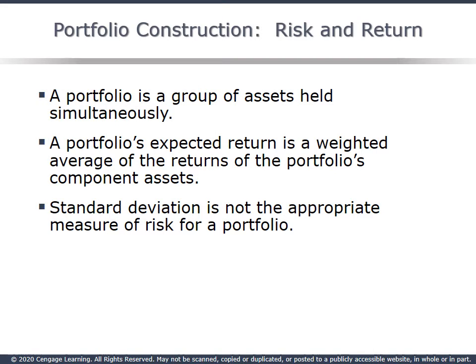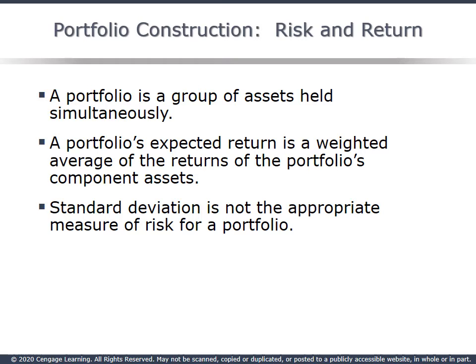Now we're going to turn our attention in this chapter to a portfolio and the risk and return associated with such. What's a portfolio? A portfolio is a group of assets held simultaneously by an investor. A portfolio's expected return is just a weighted average of the return of the portfolio's component parts, the assets within that portfolio. On the other hand, standard deviation is not the appropriate risk for a portfolio.